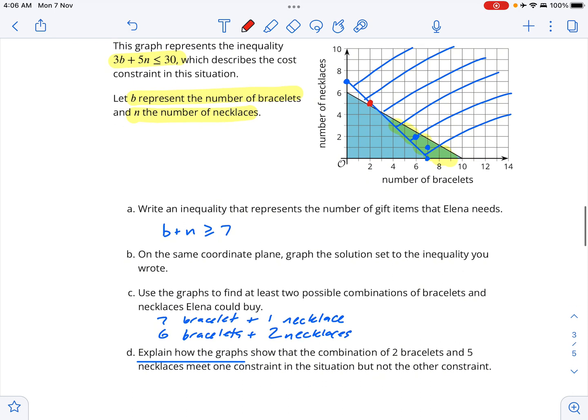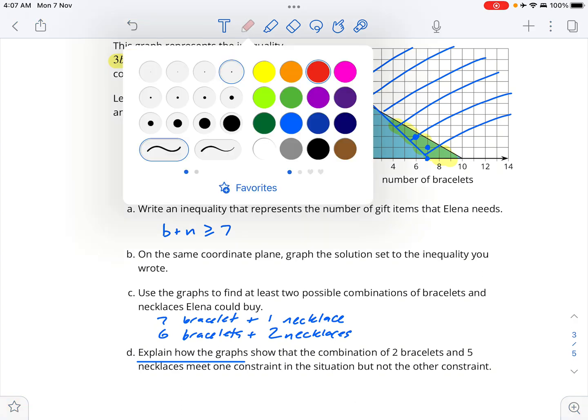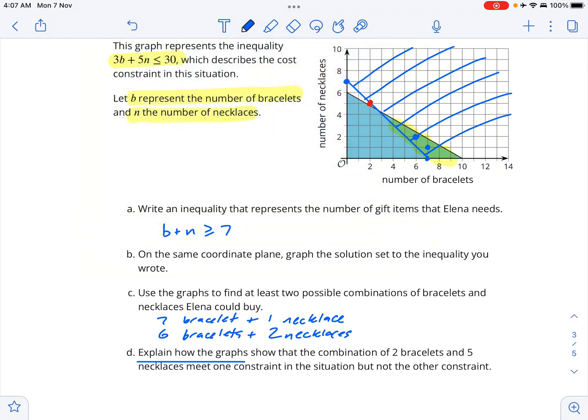And so you can see that it looks like it is right on the line of B plus N is greater than or equal to 7. So I will say it satisfies B plus N is greater than or equal to 7 because it is on that line. And it's okay to be right on the line because it's a solid line. So that means those are included.